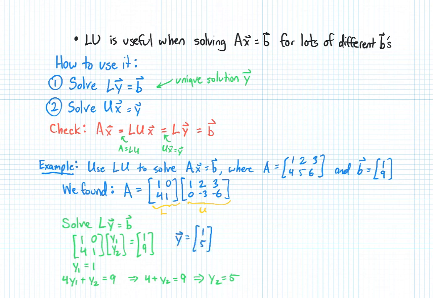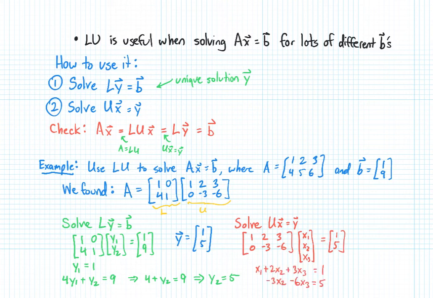So anyway, now we have the solution for y, that y is 1, 5, and now we can do the second step of solving Ux equals y. And when we put in the numbers for U and y, we get this, and when we write it out as a system of equations, we get this, and here we see the benefit of U being in echelon form. It gives us a routine solving process working from the bottom up. x3 is a free variable in this case, and so we use the second equation to solve for x2, and then substitute into the first equation to solve for x1.